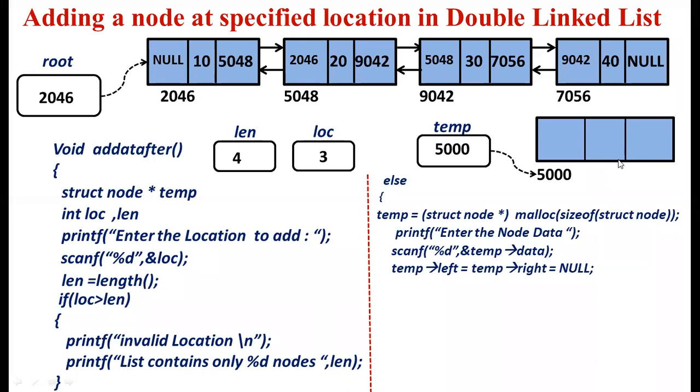Suppose that we have given the node value say 50. So here on the left side, we are placing null value, and on the right side we are placing the null value. Now the node is ready, and now we have to connect this node after the specified location. So here we have given the location value as 3. So now how to come to the specified location? That is, we have to add the node after the specified location 3. So this is our first node, this is our second node, and this is our third node.